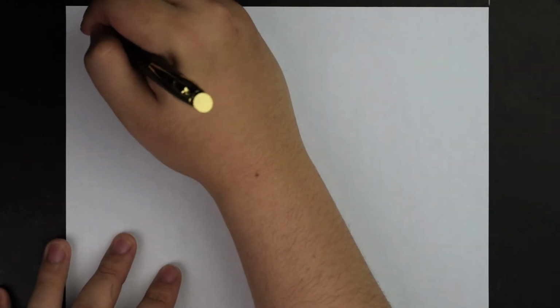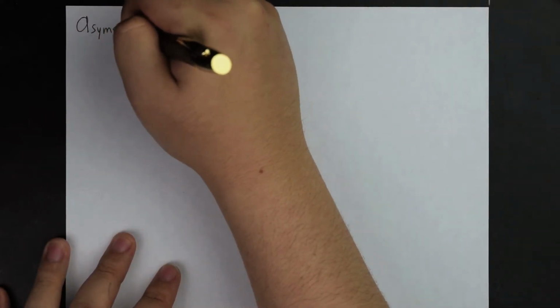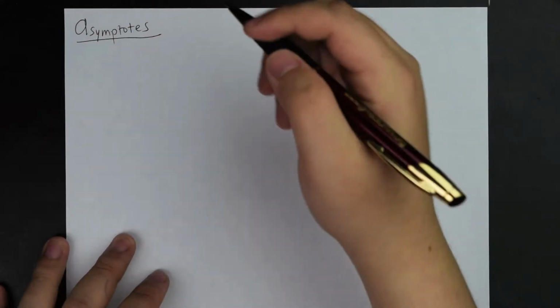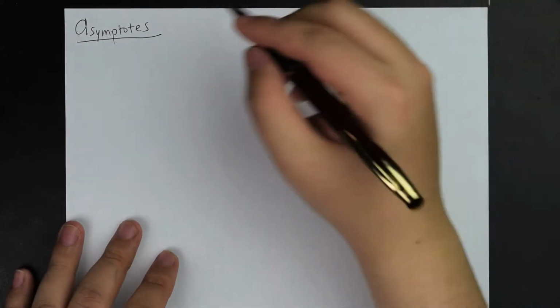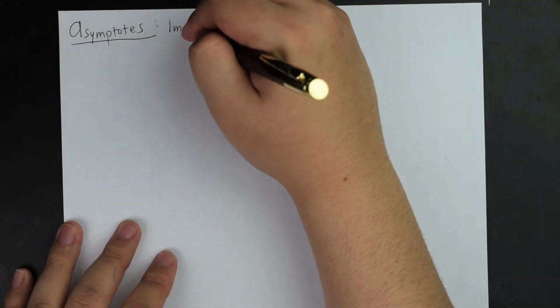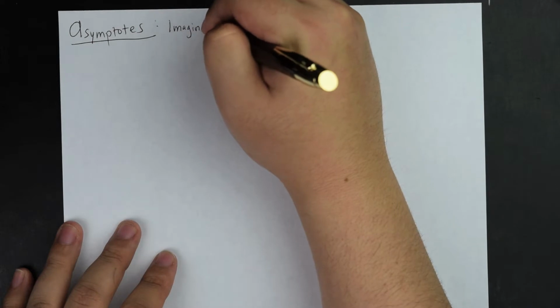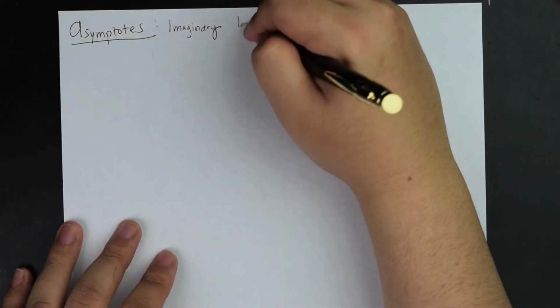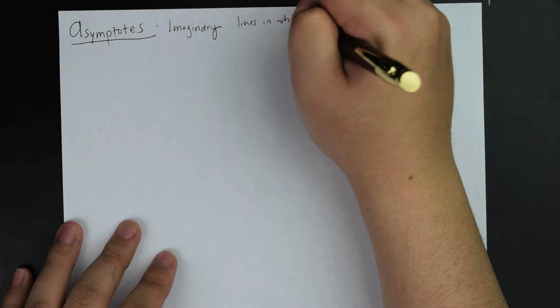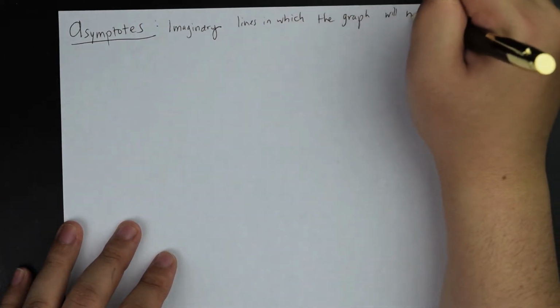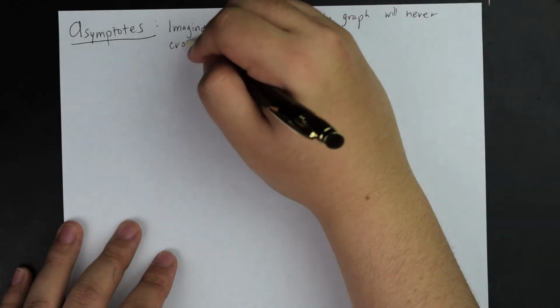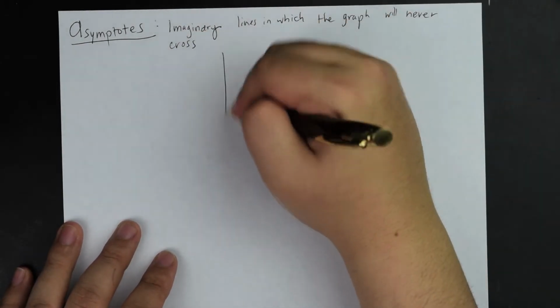When we talk about asymptotes, there are three different types that exist. I'm going to write that up here: asymptotes. Before I tell you the three types, asymptotes are basically imaginary lines which the graph will never cross.